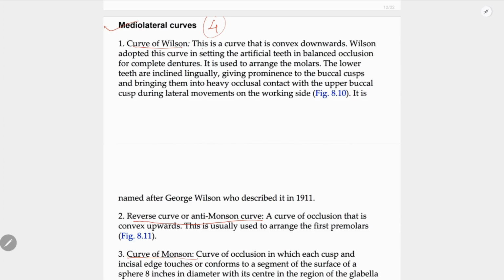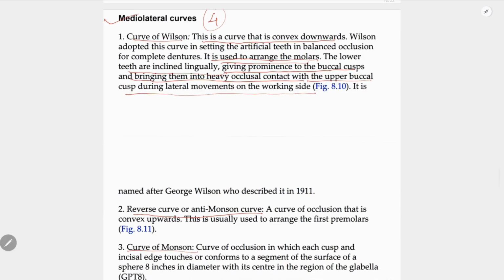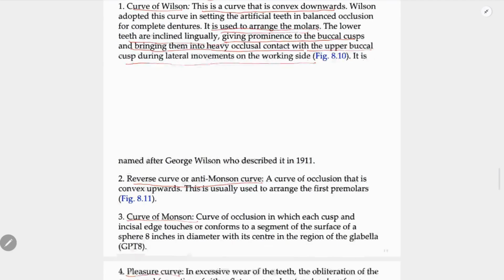Curve of Wilson, this is a curve that is convex downward, and Wilson adopted this curve in setting the artificial teeth in balanced occlusion for complete denture. It is used to arrange molars. So 2 main points. It is a curve that is convex downwards. It is used to arrange molars. The lower teeth are inclined lingually, giving prominence to the buccal cusp and bringing them into heavy occlusal contact with the upper buccal cusp during the lateral movements on the working side. So you have to mention these 2 points.